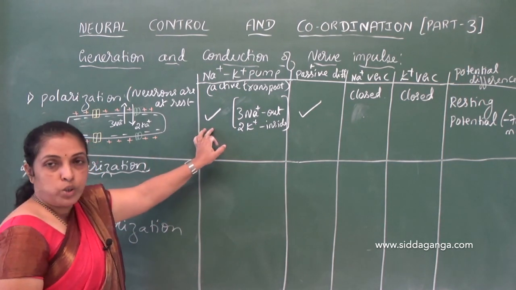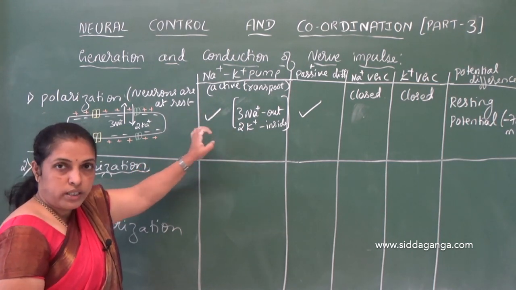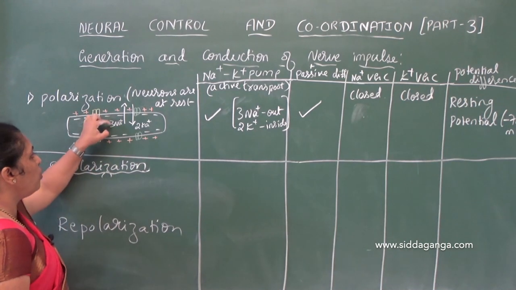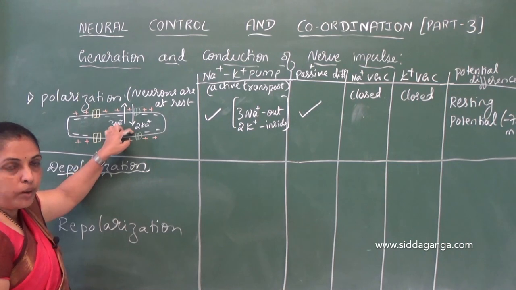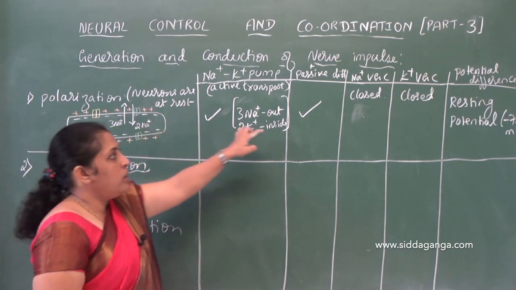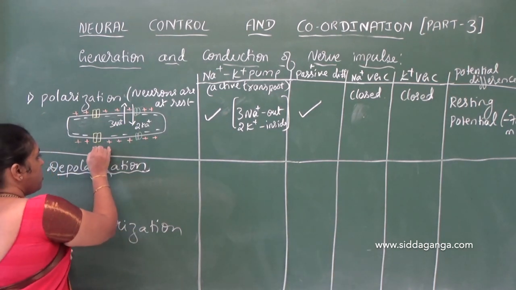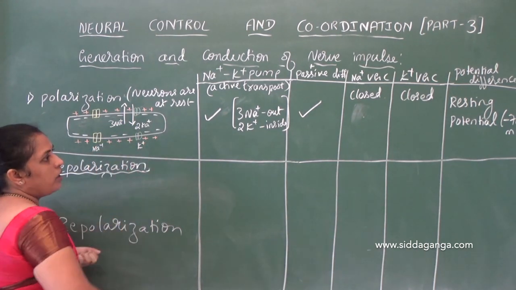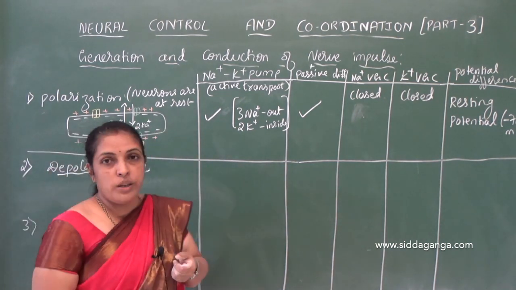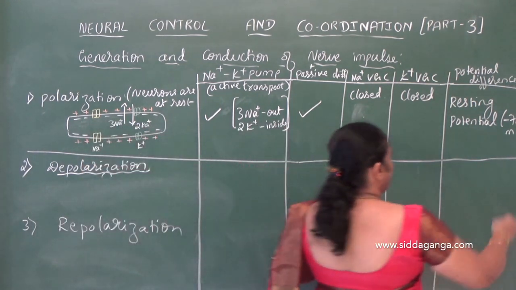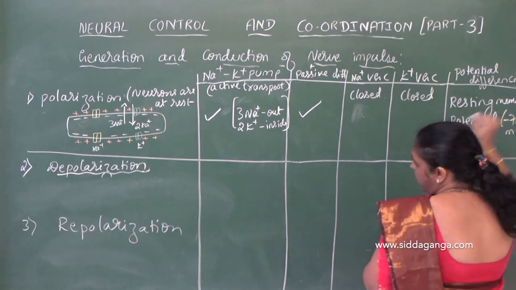Along with that, the sodium potassium pump also takes place. It is an active transport. It requires ATP molecules. For this, 3 sodium move outside the exoplasm and 2 potassium enter into the cell. And sodium and potassium gated channels will be closed. The potential difference developed across this membrane is called resting membrane potential or resting potential. It is minus 70 millivolts.